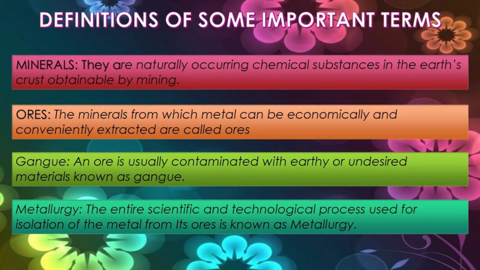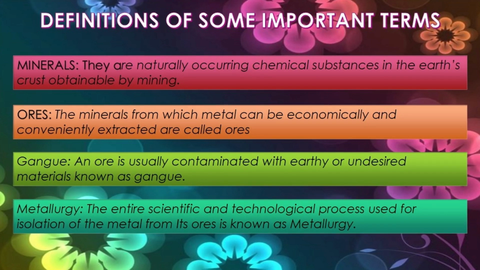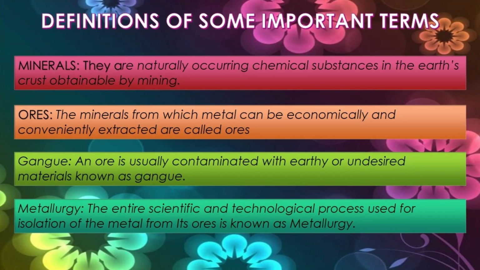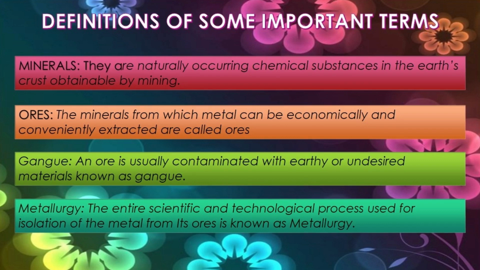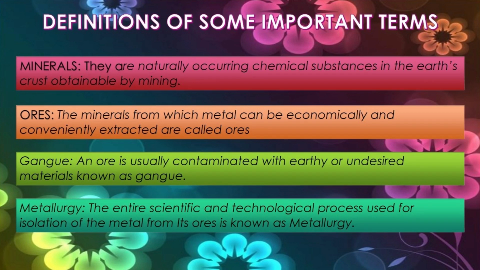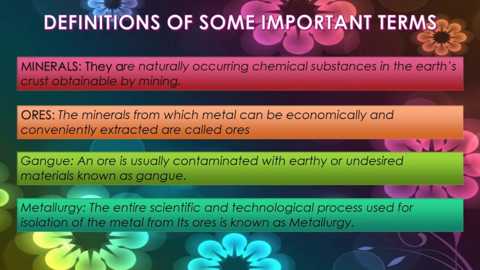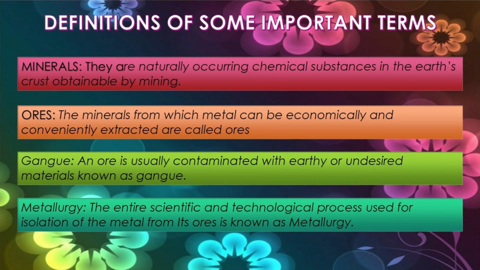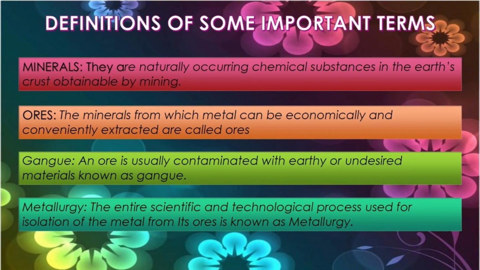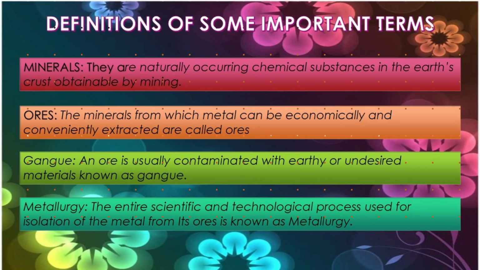Next term is gangue. The earthly or undesired impurities which are present along with an ore, we call gangue. Now let's see what is metallurgy. The entire scientific and technological process used for isolation of the metal from its ore is known as metallurgy. The extraction of a metal of interest from its ore consists of the following metallurgical processes, namely concentration of the ore, extraction of crude metal and refining of crude metal.